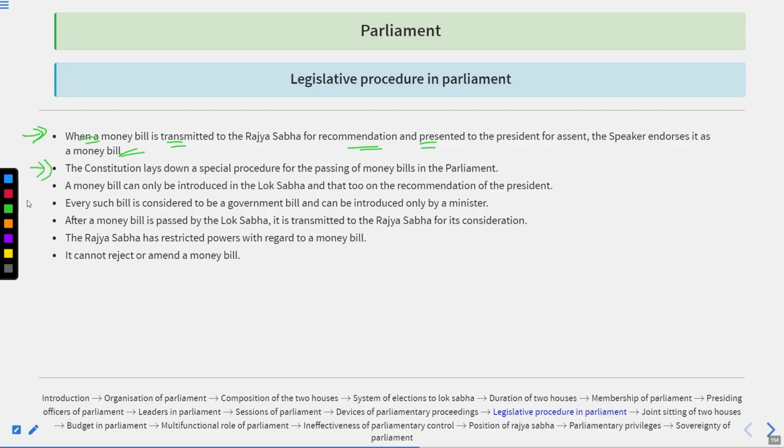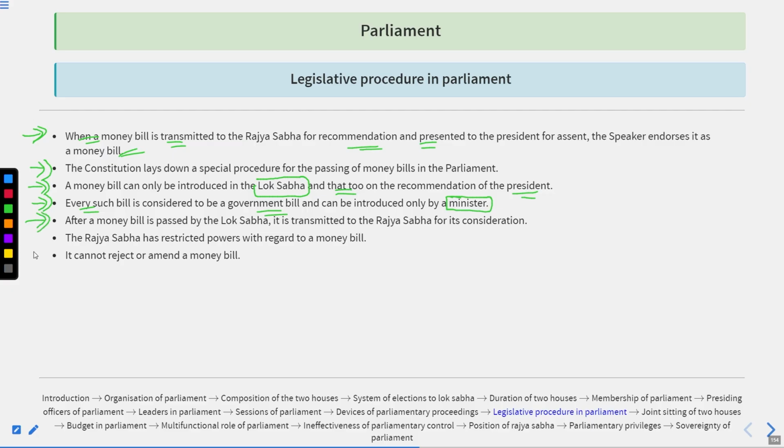After this, the Constitution of India lays down a special procedure for the passing of money bills in the Parliament. A money bill can only be introduced in the Lok Sabha, and that too on the recommendation of the President. It means the President's prior permission is required before presenting the bill. Thereafter, every such bill is considered to be a government bill and can only be introduced by a minister. It means any private member is not in charge to present the bill in the Lok Sabha or in the Parliament.